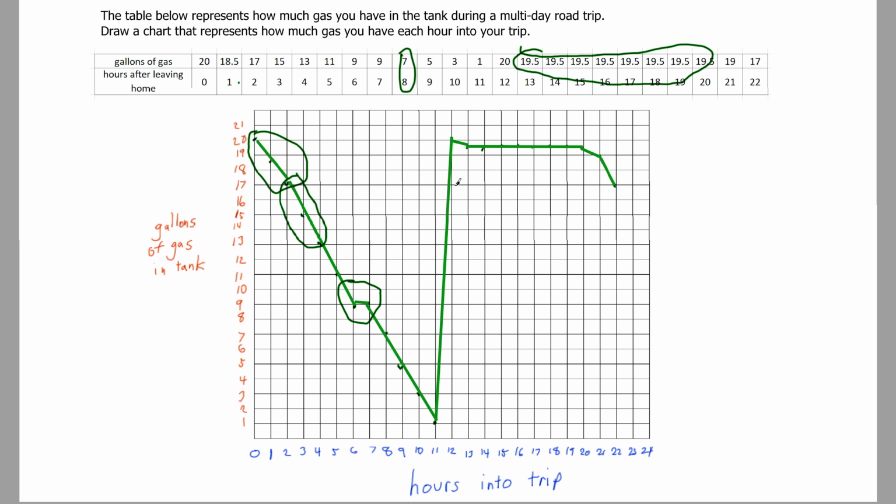So the next hour when you measure, you're way back up to a full tank. And then this long stop here where you're not burning gas after 13 hours into your trip, you would imagine you're sleeping somewhere for the night. And then the next day, you're back on the road and it starts all over again.